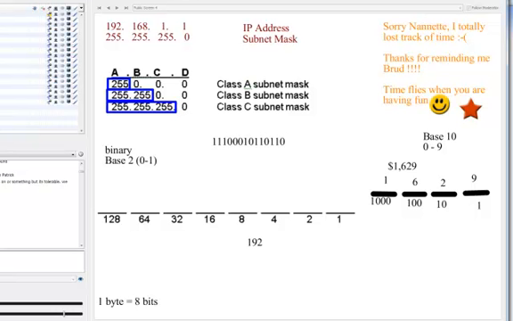Right, so not necessarily 10s, 100s, and 1s, but 128, 64s, 32s, et cetera. So what you do is you start with the highest number first.